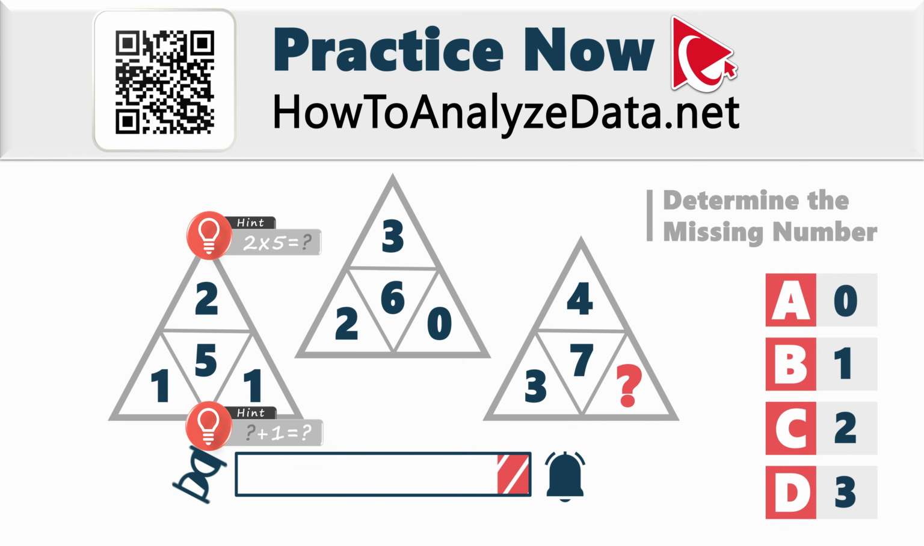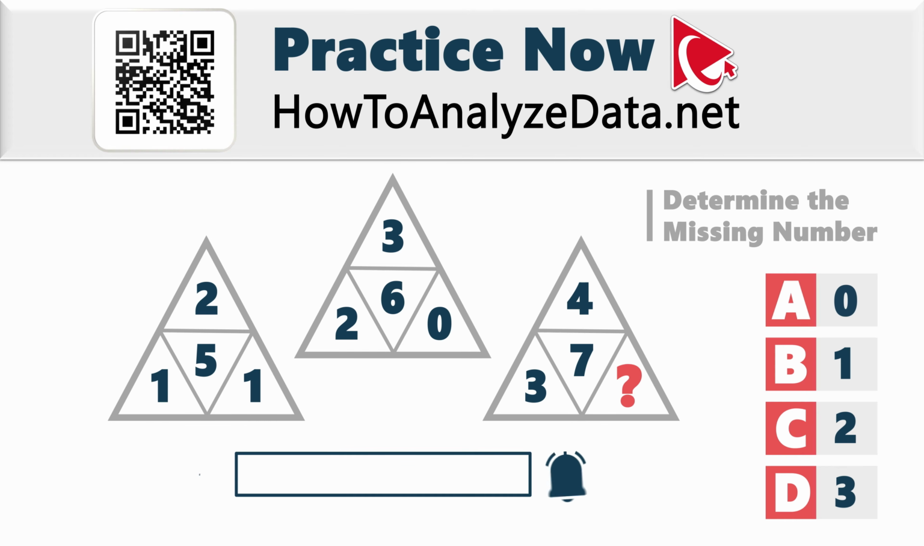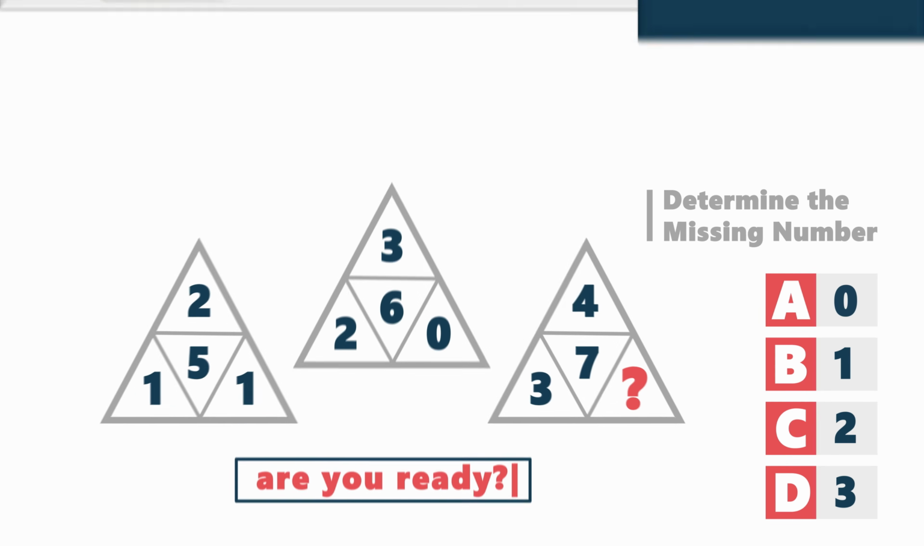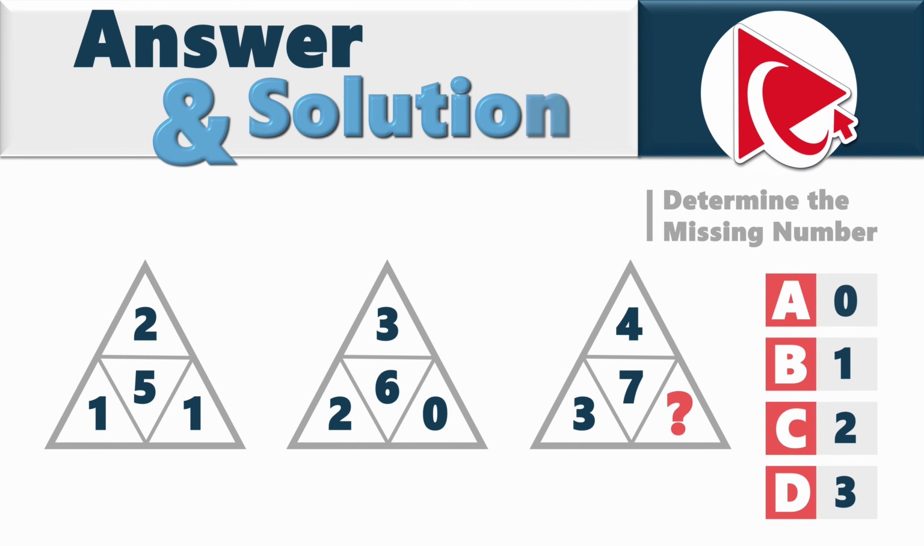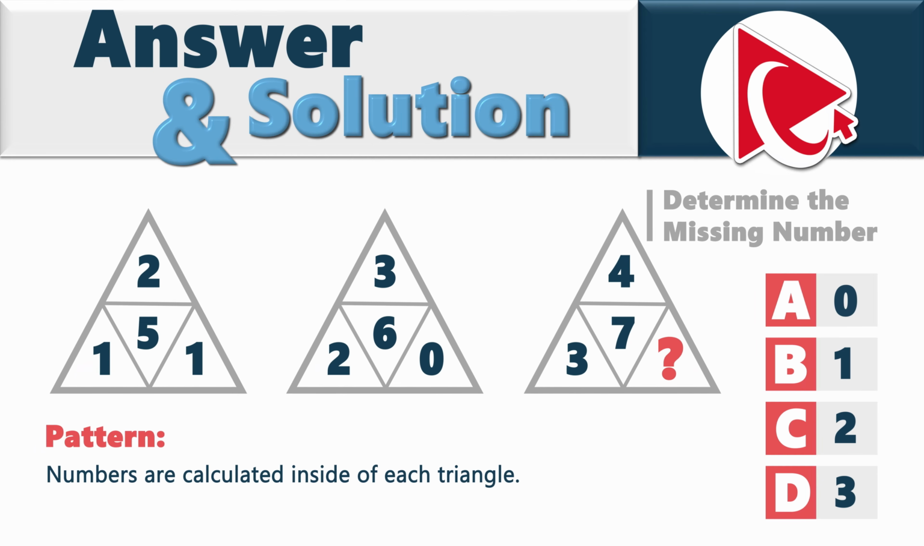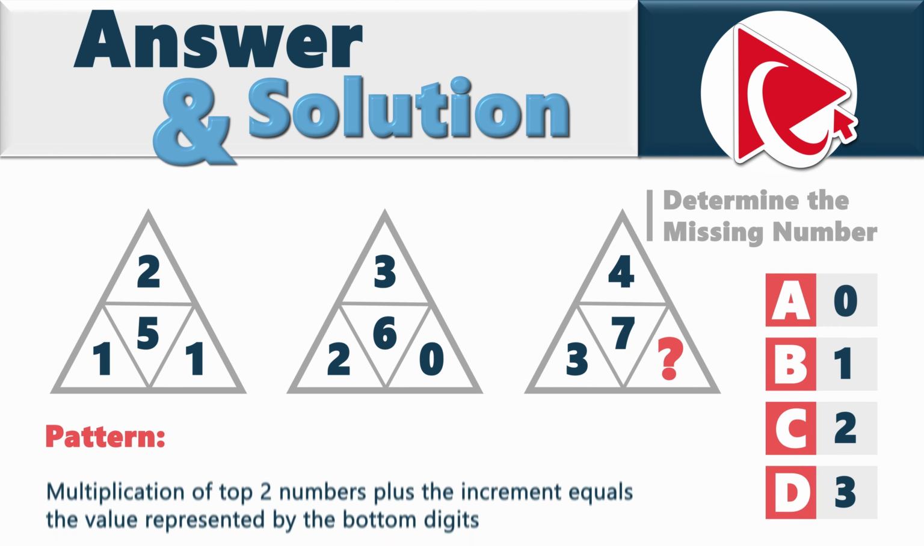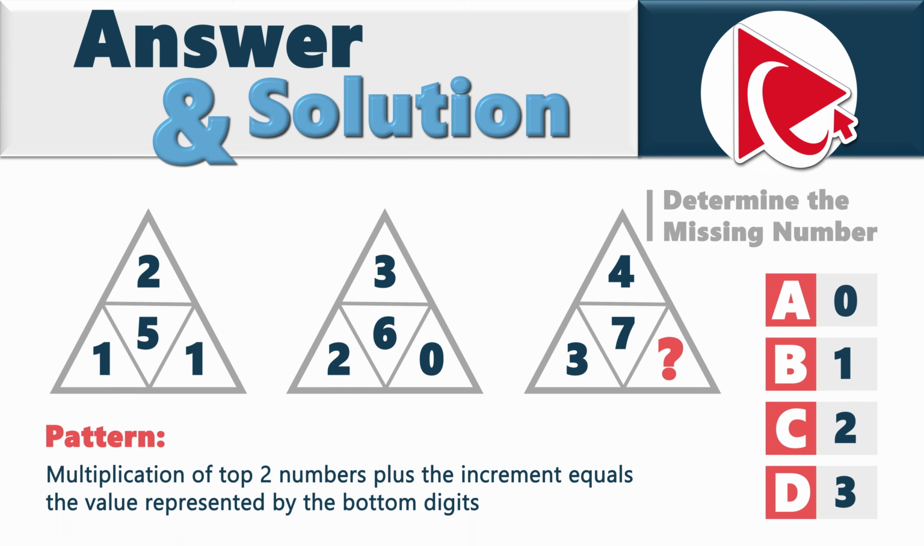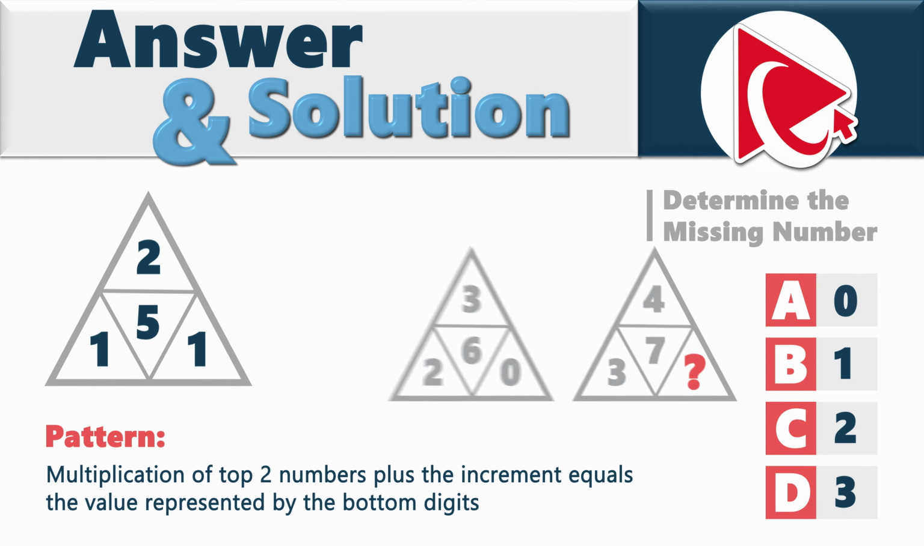Are you ready with your solution? Let's proceed so we can compare the answers. I'm sorry, I couldn't resist and I tried to trick you. I hope you didn't fall for it. The numbers here are calculated inside of each triangle, not across the triangles. In fact, the pattern here is that multiplication of the top two numbers plus the increment equals the value represented by the bottom digits.